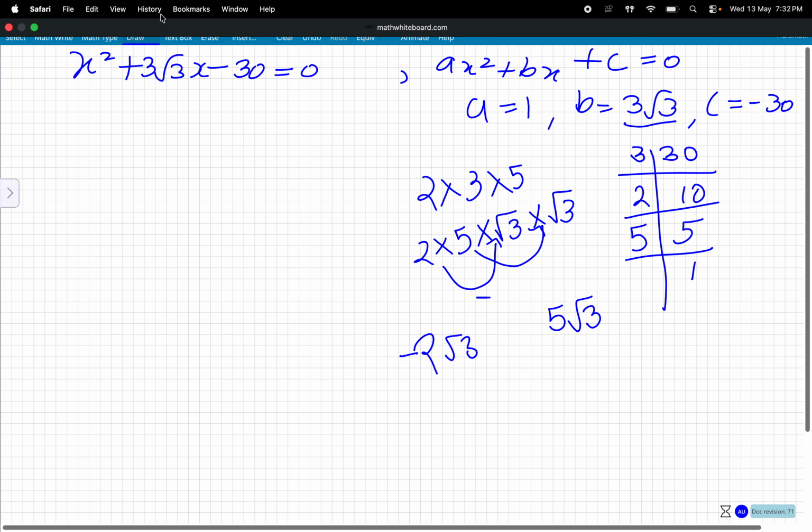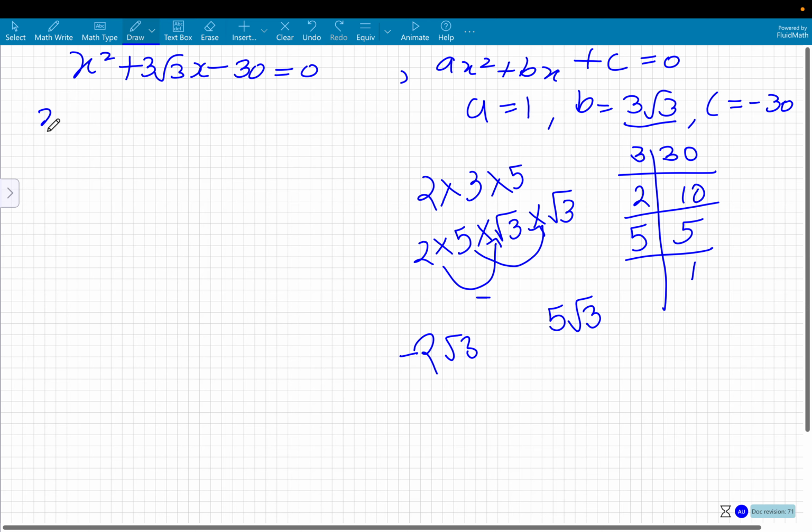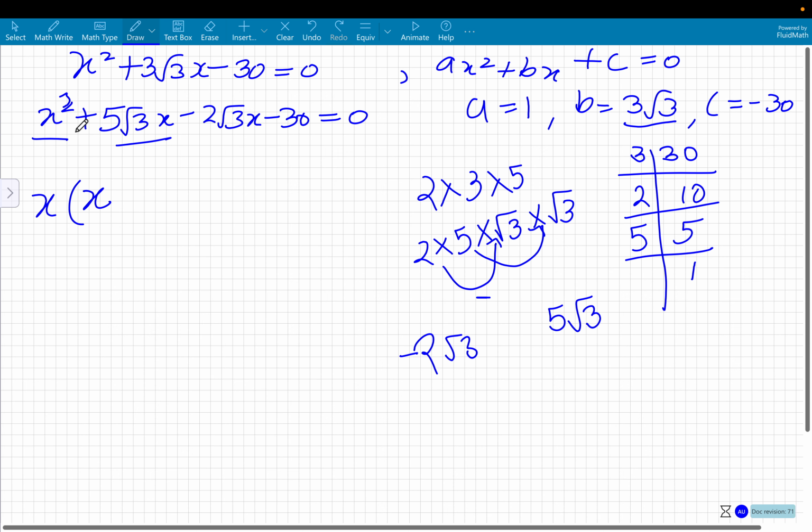So we will rewrite the equation as x square, and 3 root 3x we will rewrite as 5 root 3x minus 2 root 3x, minus 30 equals 0. Now we need to take common from these two terms. What can we take common? x we can take common. What will be left inside? x for this term and 5 root 3 for this term.